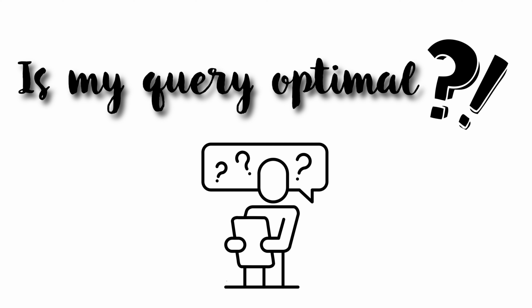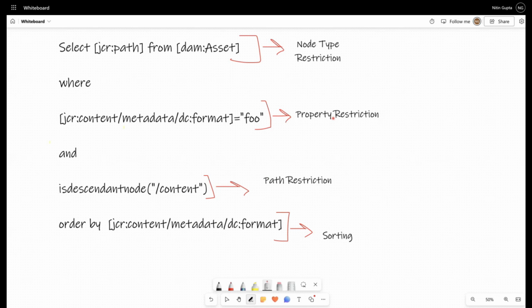First, we need to understand when we say a query is optimal. Any JCR query can broadly be divided into various restrictions. What are they? They can be node type restriction: all my resultant nodes should be of this type. These can be property restrictions: all my resultant nodes should have this property value as this. Then there can be path restrictions: all my resulting nodes should be under this particular path. And then there's always sorting.